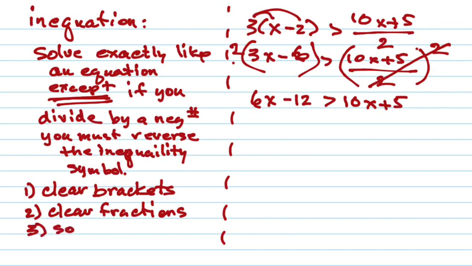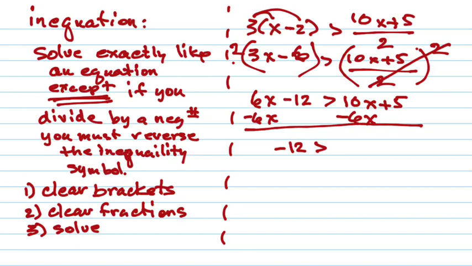Then, solve. So, I'm going to subtract 6x from both sides. We typically move the smaller x term because it keeps things positive. This gives us negative 12 is greater than 4x plus 5. Now my x's are on one side.